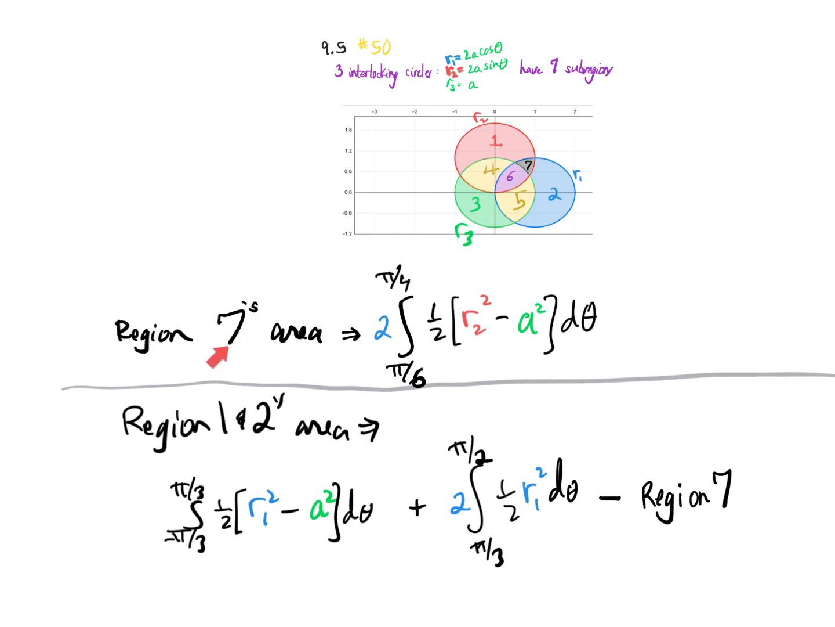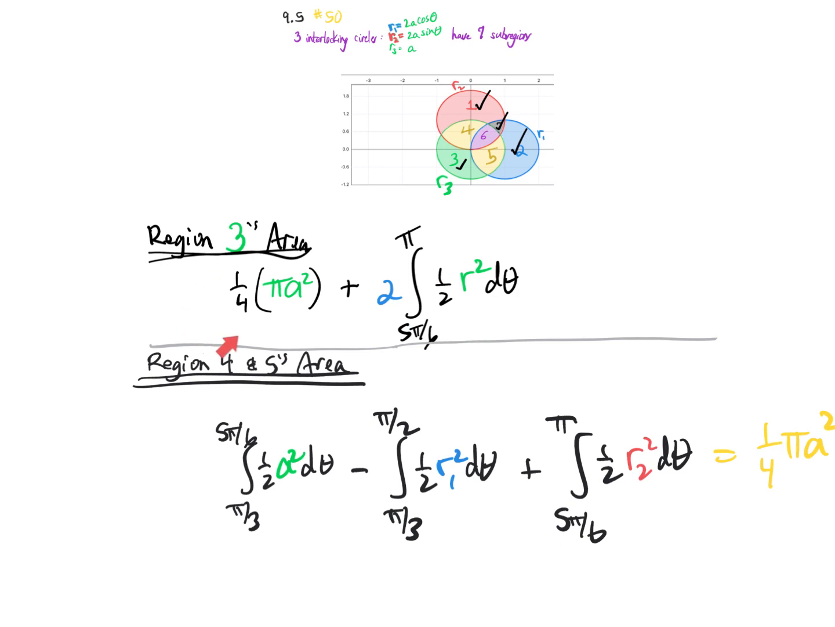All right, starting with region 7, the area will be equal to this expression. A is R3, so that's the same as R3 squared. Region 1 and region 2 would be this entire expression, which is this definite integral plus 2 of these, minus region 7, which we've already figured out.